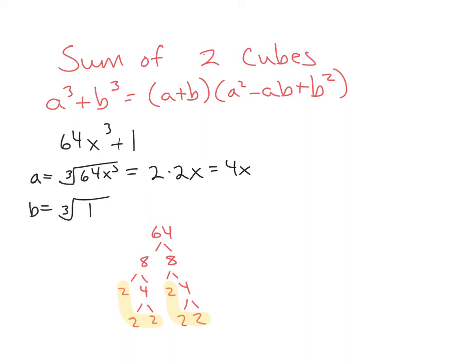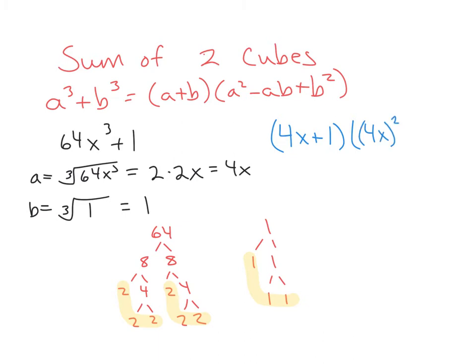Now, the cube root of 1 is actually just a 1, because technically, the way the factor tree would talk about it is you can say 1 is 1 and 1, and then you'd have 1 and 1. And honestly, it looks like a stick figure by the time you're done with it. But the idea is that you would end up with 3 1s, and so that's why the cube root of 1 is still 1. Now, you're going to plug your a and your b into the formula, and so you'll end up with 4x plus 1, and then you're going to have 4x squared.